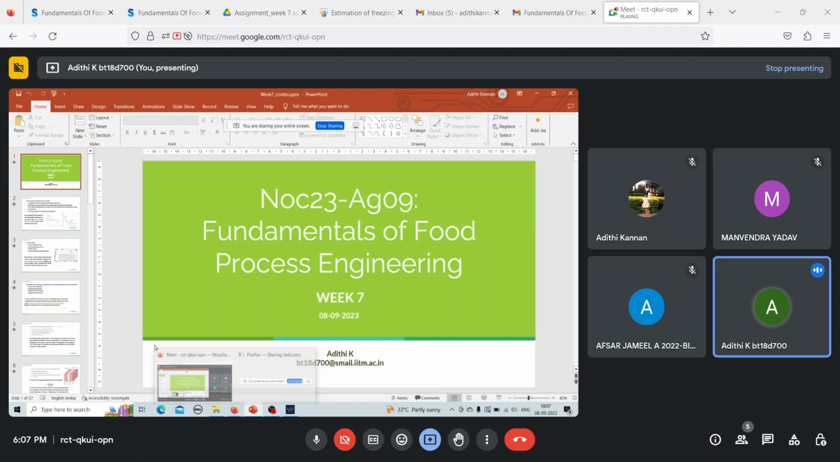So that will be one of the slowest freezers because air is naturally being circulated and that will take a lot of time.